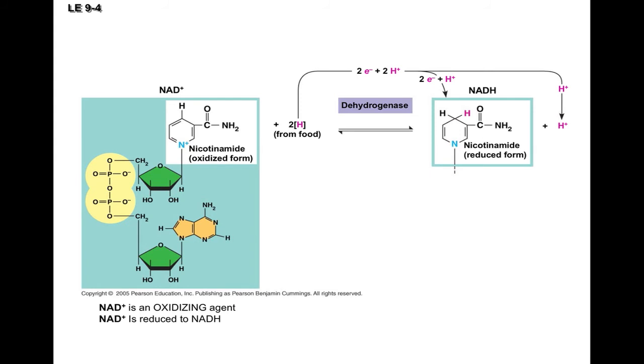So try to apply the logic of LEO says GER, and remember that NAD plus is an oxidizing agent. NAD plus is undergoing a reduction because it is gaining electrons. Remember, GER: gaining of electrons is reduction. NADH has electrons, so it is going to lose electrons. So when it loses electrons, it is called a reducing agent. And because it is going to lose electrons, losing electrons is oxidation. So NADH undergoes oxidation, or NADH is oxidized to NAD plus.